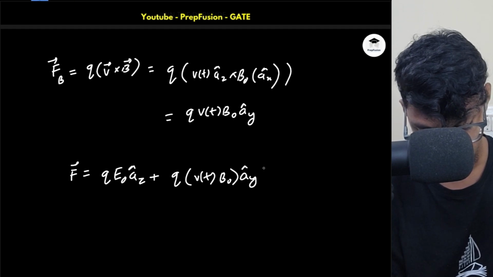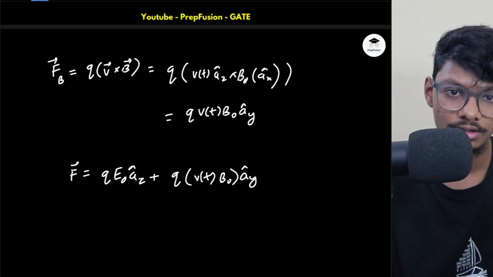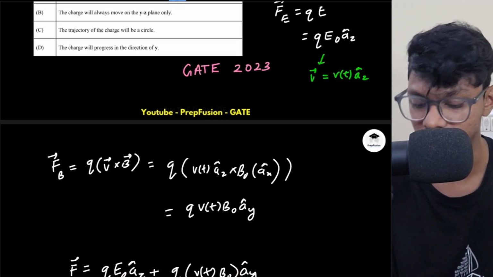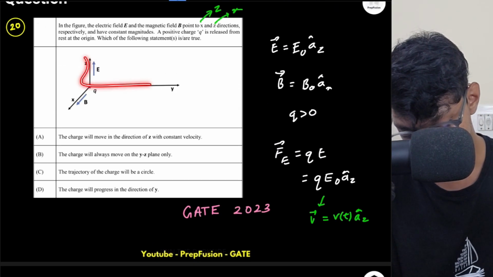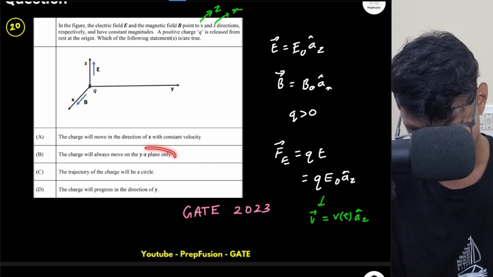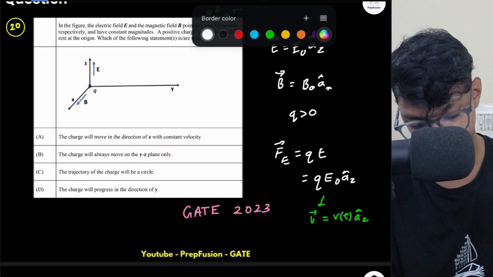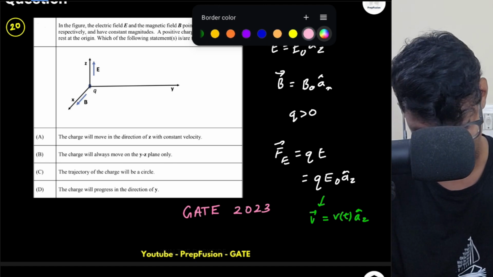Okay, so from here what I can say is that the particle is only moving in the Ẑ and Ŷ directions. There are no other components, so it will only move in the ZY plane, or the YZ plane. The charge will always move on the YZ plane. So option B will be correct. And there is no trick. Option B is the correct option.